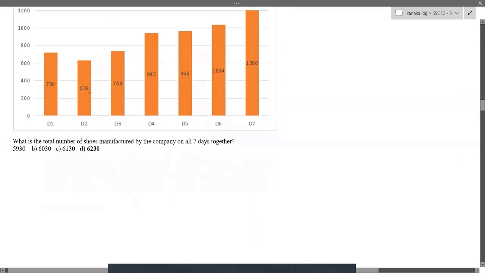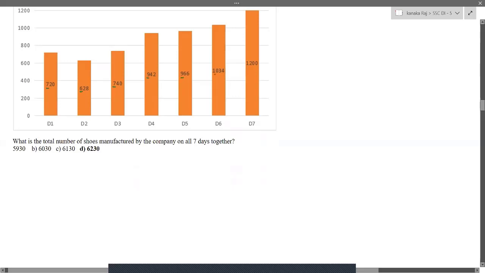What is the first question? What is the total number of shoes manufactured by the company on all 7 days? Once again, it's a very simple and direct question. What do we need to do? We need to add all the numbers here. What is it? 700 plus 600 gives me 1,300, plus 700 gives me 2,000.